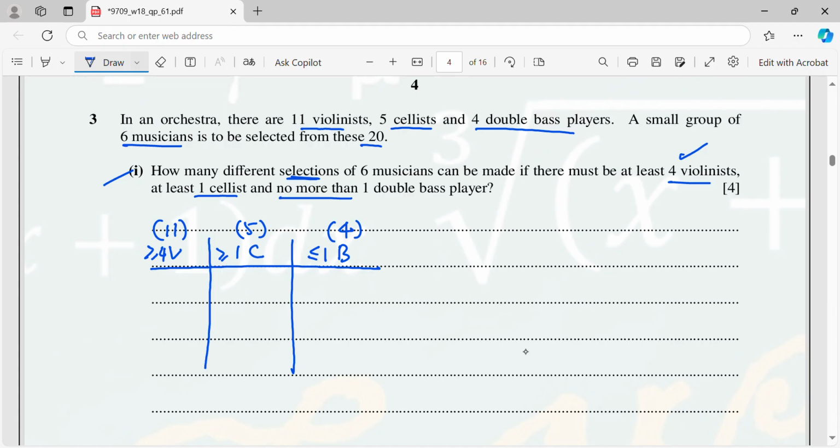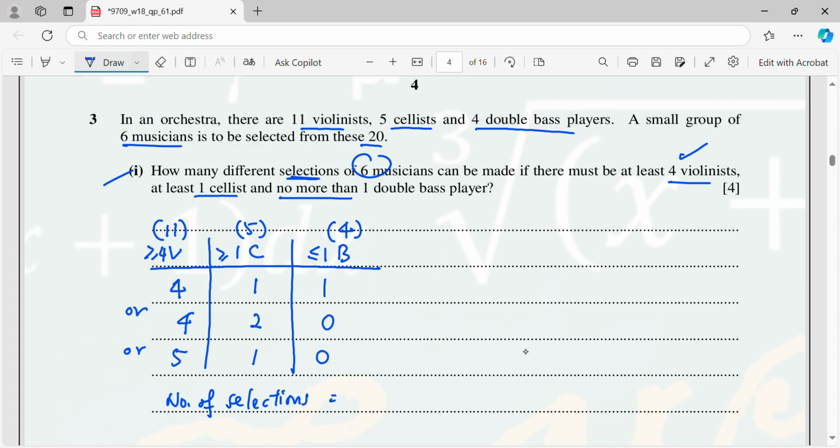Okay, so now we need to get 6. So at least 4 means probably 4, 1, 1, because not more than 1, right? Or probably I would say instead of choosing 1B, I do not choose, right? Because not more than 1, it can be 0. Then if here's 0, it will be 2 and 4. Or probably I choose 5, 1, 0. So these are the number of selections. It could be 411 or 420 or 510. So now my working is the number of selections.